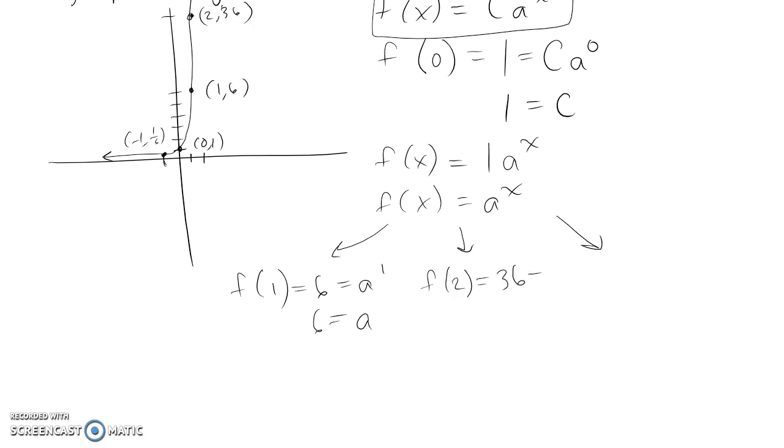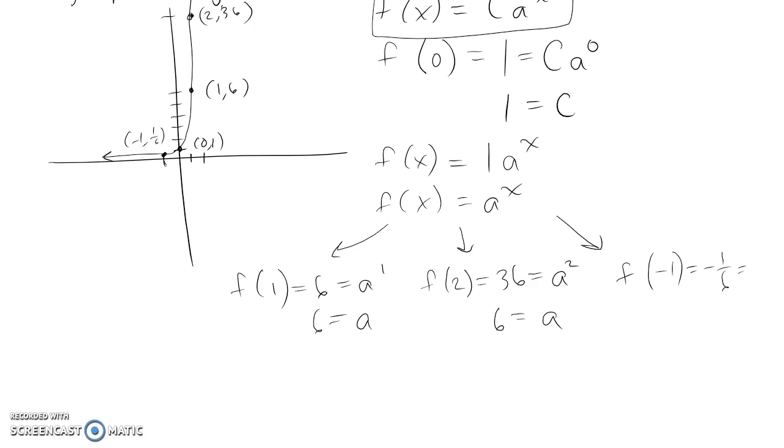F of 2 is 36, which will be a squared. And we can see from here that a is going to be 6. It could also be negative 6, but of course we need to make sure that a is always greater than, I'm sorry, greater than 0. And the third point that we're going to plug in is f of negative 1. Well, f of negative 1 is equal to 1/6.